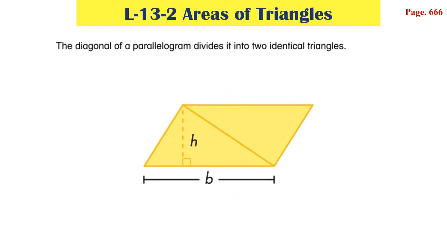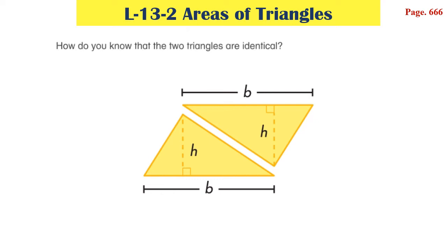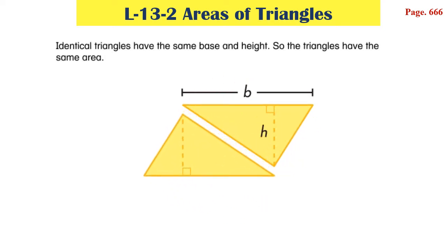The diagonal of a parallelogram divides it into two identical triangles. How do you know that the two triangles are identical? One triangle can be rotated onto the other triangle. The heights, bases, and angles of the two triangles are the same. Identical triangles have the same base and height, so the triangles have the same area.